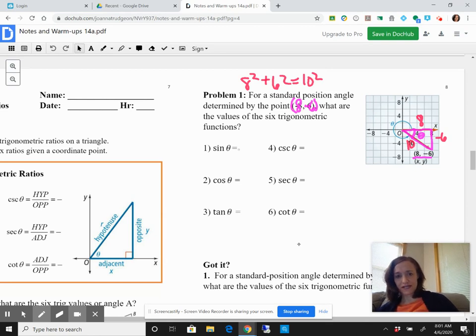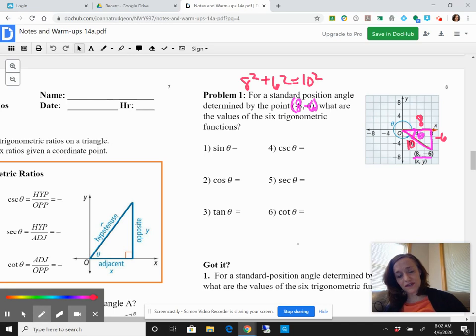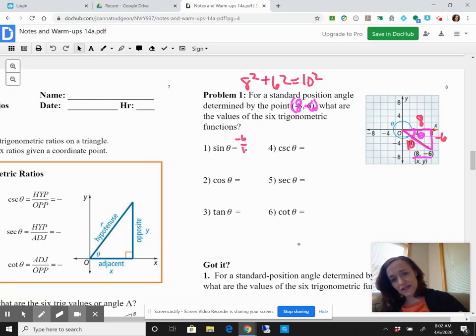So now let's go ahead. Sine is going to be opposite over hypotenuse, so -6 over 10. Now, if you can just do this in one step, great. If you can't, fine. But -6 over 10 is -3/5. Cosine is adjacent over hypotenuse, 8 over 10. Those are both positive numbers, and that reduces to 4/5. Tangent is opposite over adjacent. It's -6 over 8, which is -3/4.